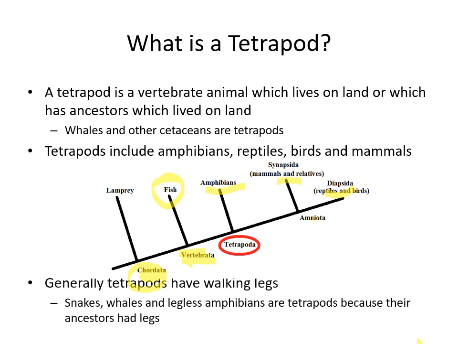One thing you might notice here is most of the time tetrapods have walking legs. They usually have 4 of them. Tetra means 4. Pod is Latin for foot, so 4 feet. What about snakes and whales and legless amphibians? They are considered tetrapods because their ancestors had legs. When we look at the fossils of snakes and whales, we see legs, and those legs were lost later. They evolved away from them because of the new kind of lifestyle that they were living.